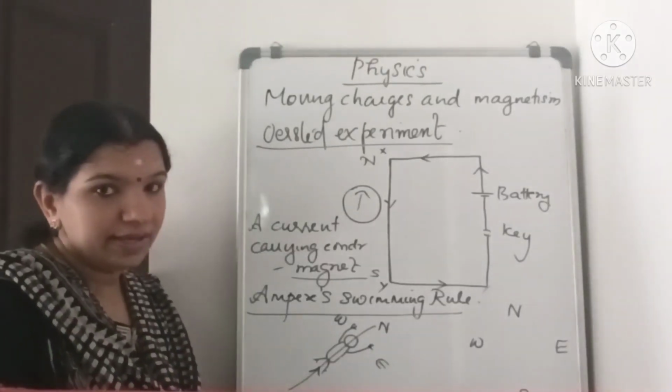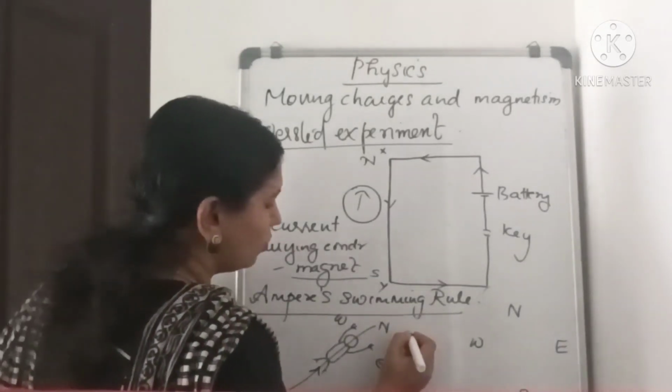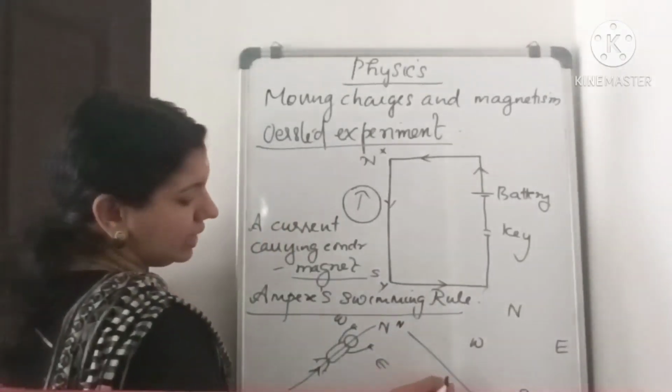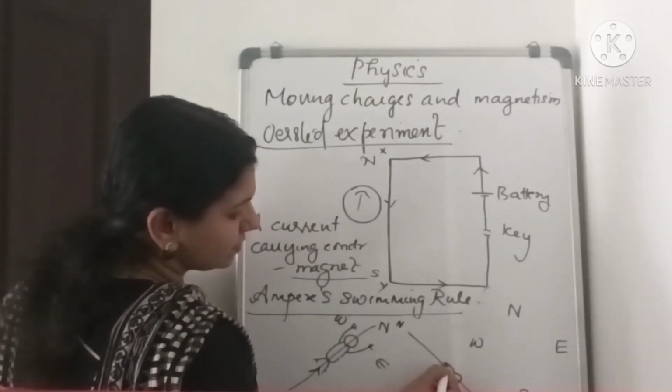If I am reversing the direction in such a way that the movement is from north to south, okay, that is the person is like this.